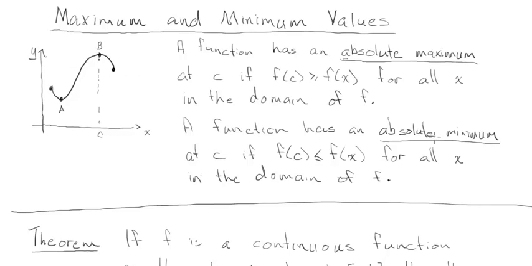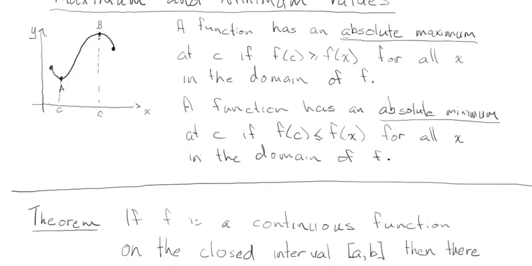And then it has an absolute minimum if the opposite is true: if f of c is smaller than or equal to f of x for all x in the domain of f. So the y value for this c value at this point a is smaller than all the other y values. So that's all we mean by absolute max and min. It's different than the concept of a local max and min.